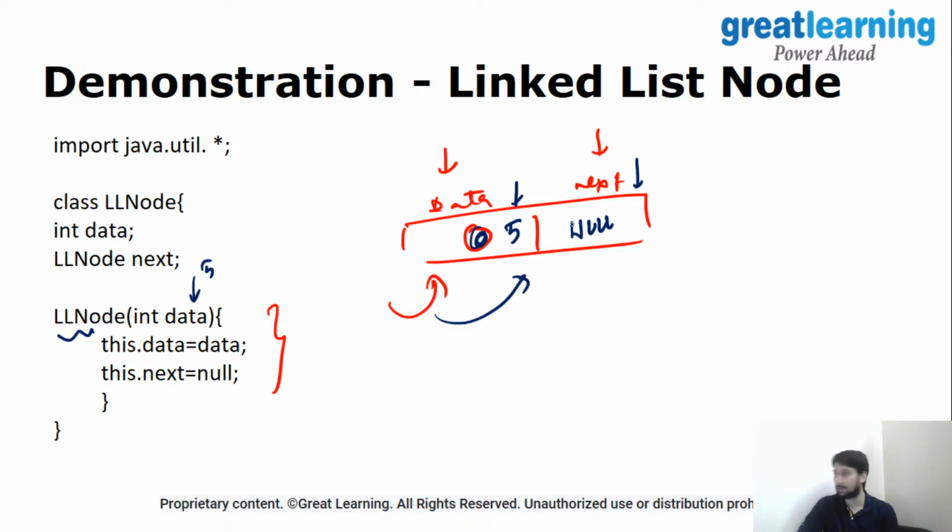This is a keyword. Yes, Abhishek, he's saying this is a pointer. No, this is a keyword. So this refers to the current object. Whatever object is calling, it refers to that same object.